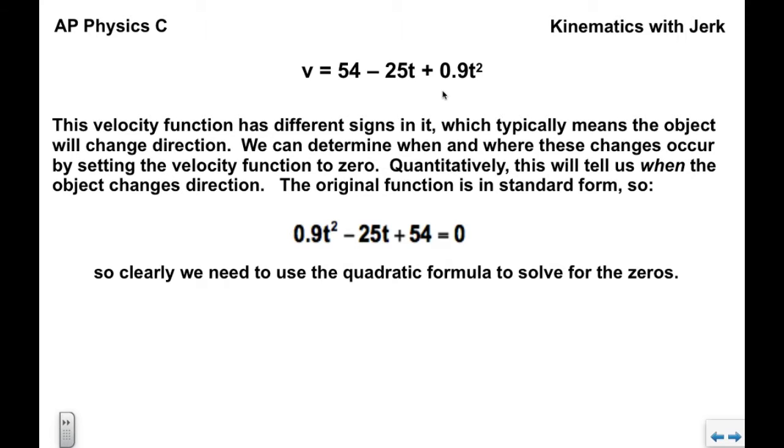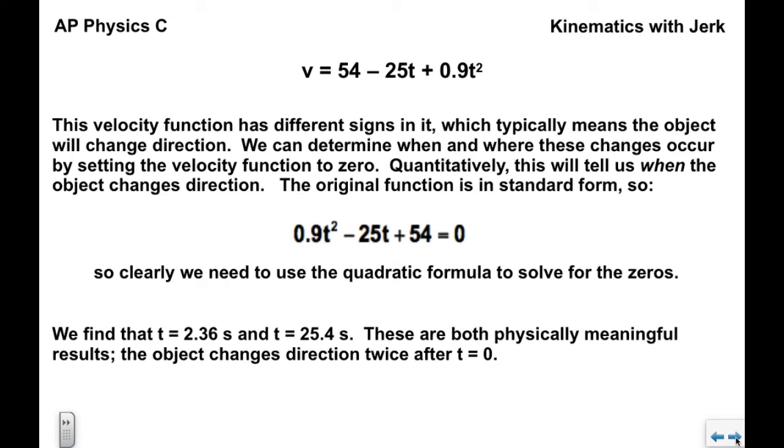So we take that velocity function and set it equal to 0. We put it in standard form. You might recognize ax squared plus bx plus c equals 0, so we're going to use the quadratic formula to solve for the zeros. What we find is that there are two solutions, and they're both physically meaningful. We get t equals 2.36 and t equals 25.4. The object is going to change direction twice after t equals 0.